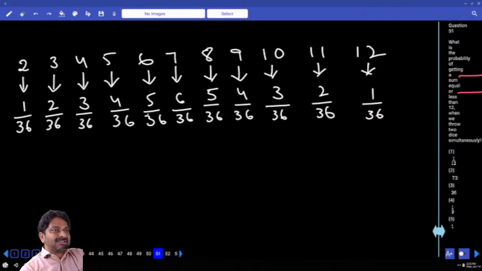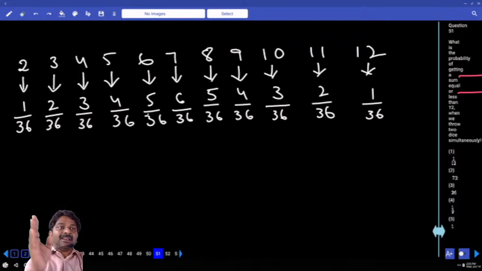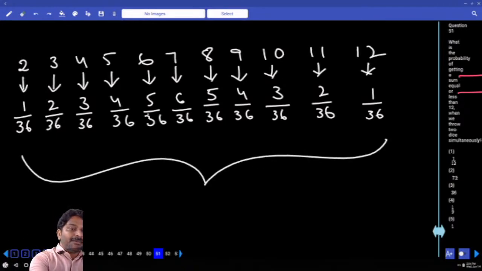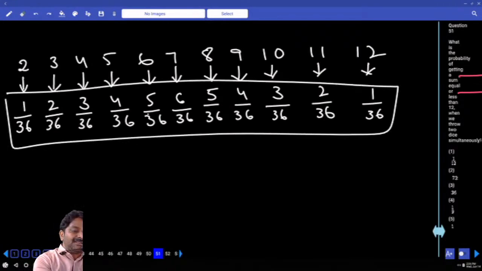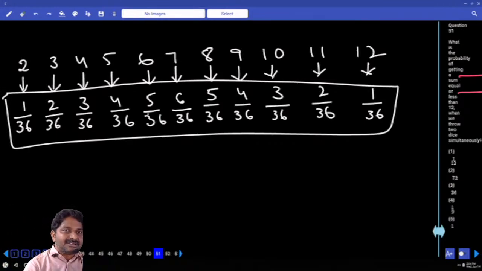Probability of getting sum 2 is 1 by 36. Sum 3 is 2 by 36. Sum 4, sum 5, sum 6. Like that, our question says the sum is less than or equal to 12. That means all possibilities are there. That means you have to add all these probabilities, right? Already we have calculated all numerators, which total 36. Denominator 36 is common. 36 by 36 is 1.